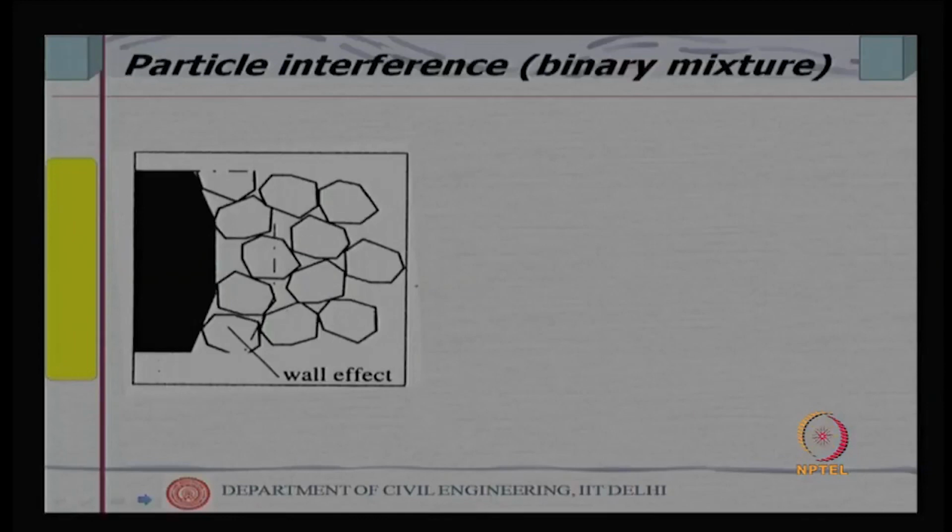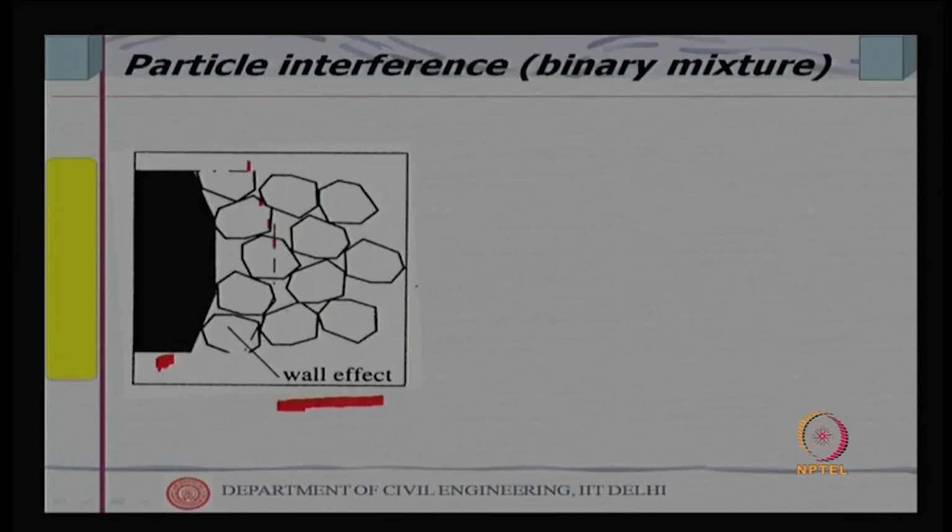Now, there are two effects which are recognized. One is called wall effect. For example, this is my coarse aggregate, and this is the fine aggregate. The packing here is unlikely to be very good. It is not packing like bulk packing, because in front of a large surface, this packing is never good. This we call the wall effect, and it is recognized everywhere.